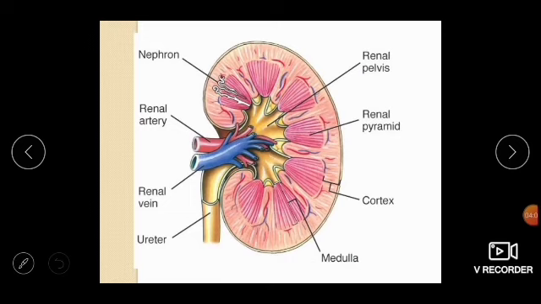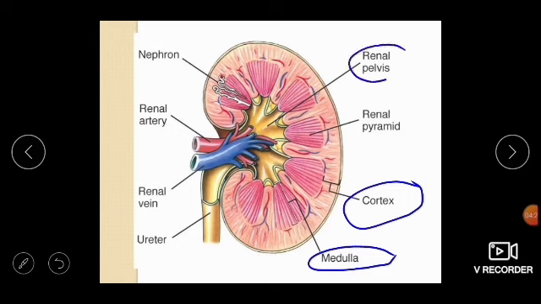This is a diagram which shows the internal structure of the kidney. Here you can see the outer part of the kidney is known as the cortex, also called the renal cortex. The inner part is called the medulla or renal medulla. The funnel shaped structure where the urine is collected is known as the renal pelvis. The medulla region consists of pyramid shaped structures called the renal pyramids.